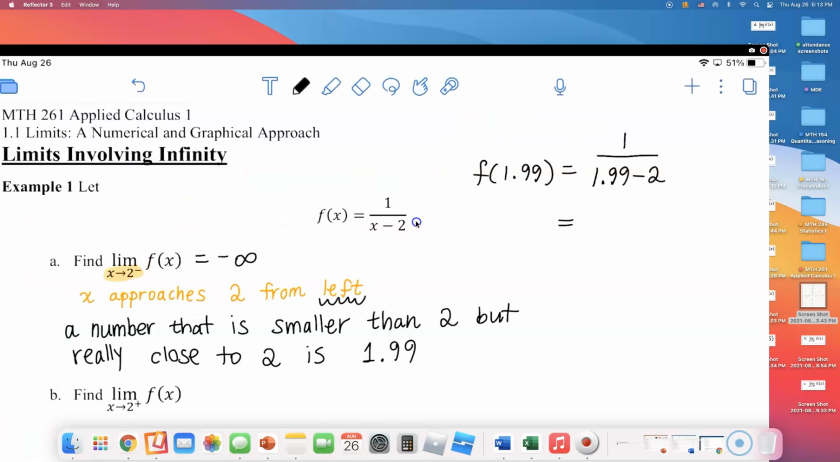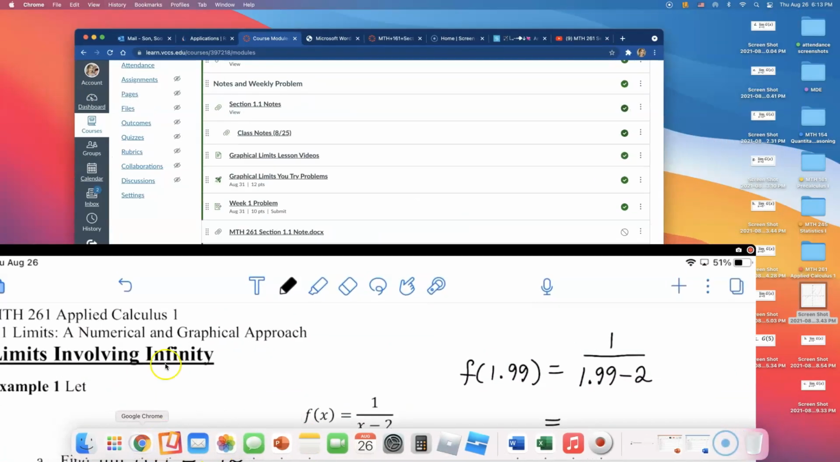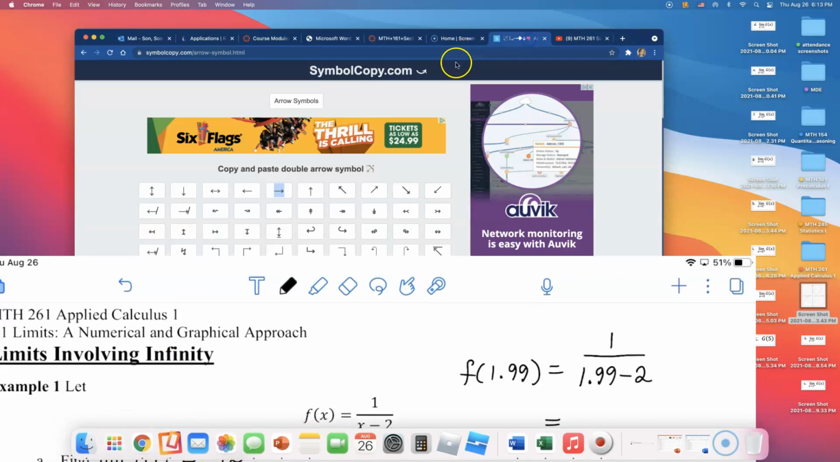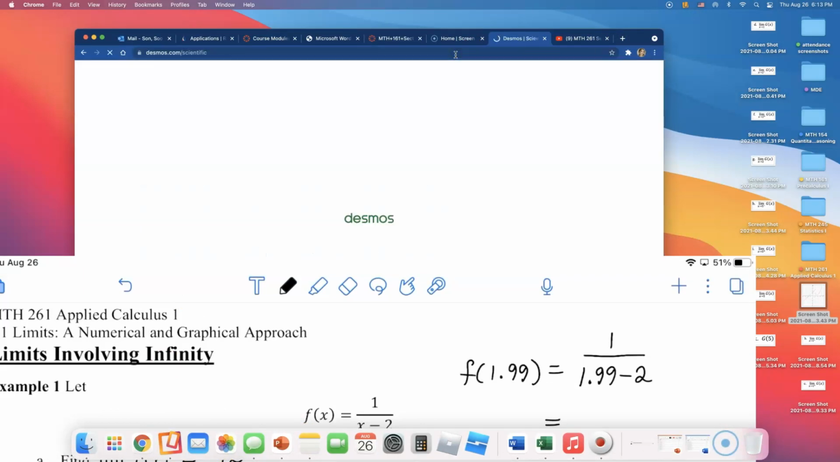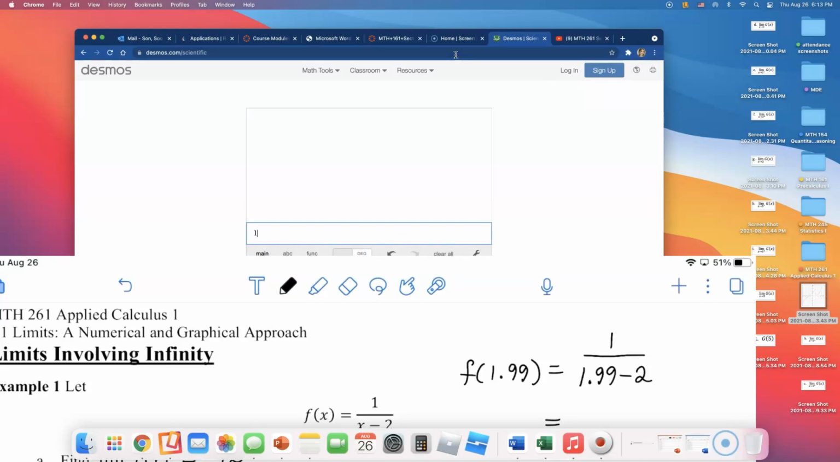I'm going to go ahead and use a calculator for this, okay? I'll open up the Desmos Scientific Calculator, and I will do 1 over 1.99 minus 2. Look at that number. That is 100. Whoopsies, that's not positive 100. That's negative 100. So what if we get really close to 2? How about this time, instead of 1.99, I do 1.999 minus 2? Oh, that's negative 1,000. What if we get closer? 1.9999 minus 2.